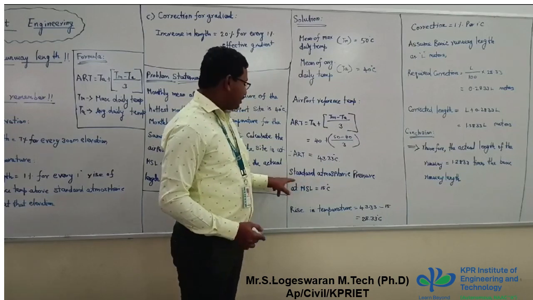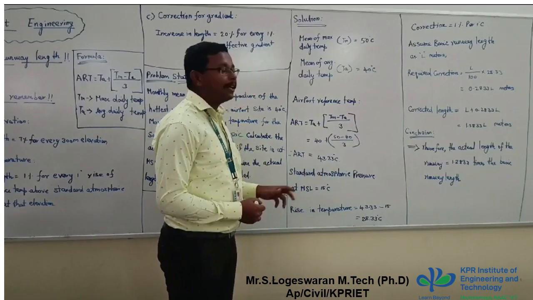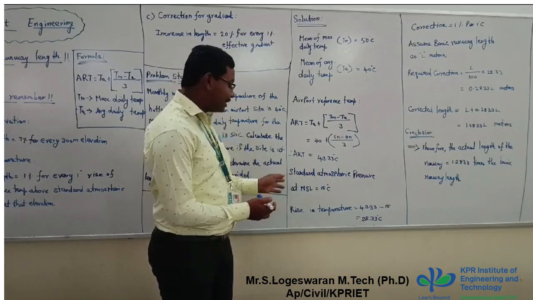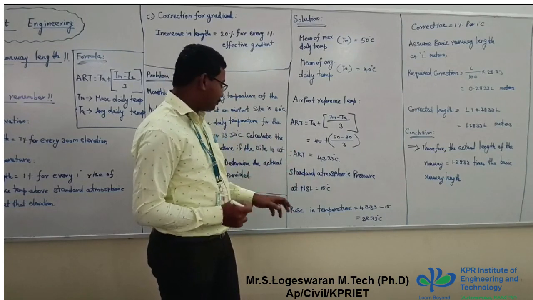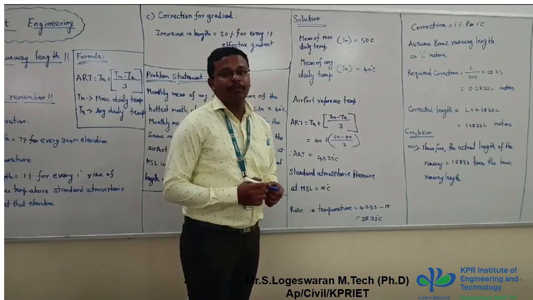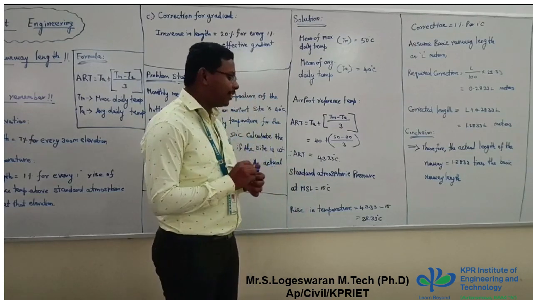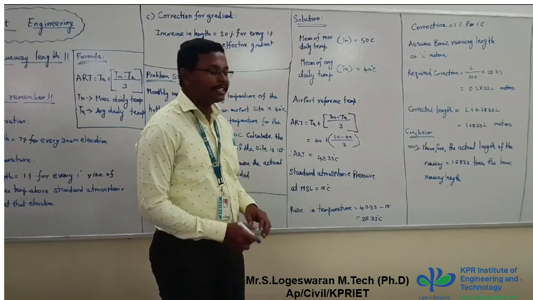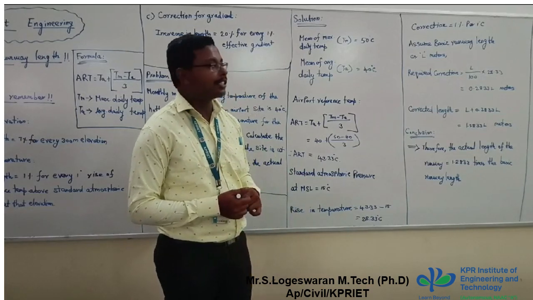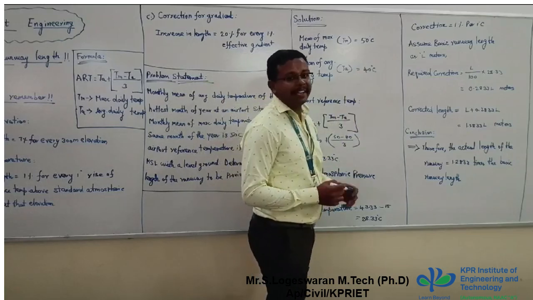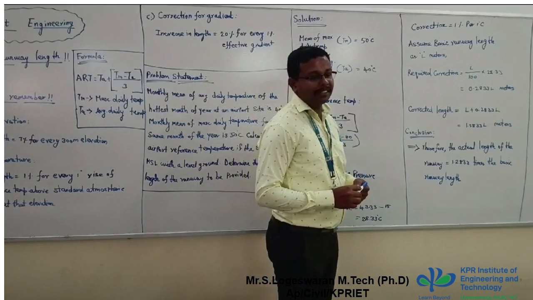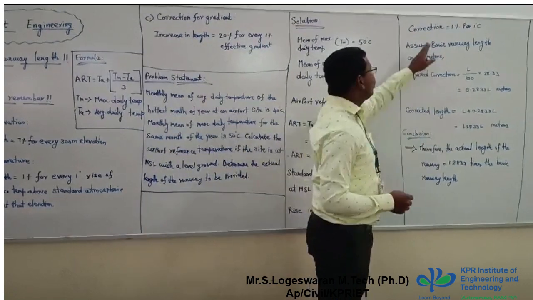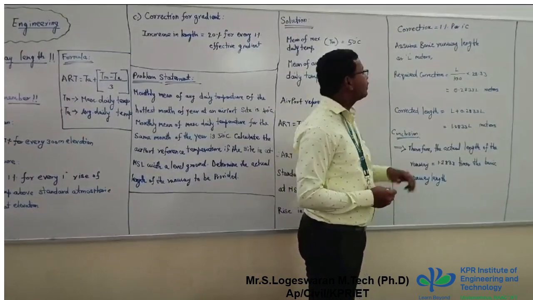So we know that standard atmospheric temperature at mean sea level is equal to 15 degrees Celsius. So we need to calculate the rise in temperature from the normal value. Rise in temperature is equal to 43.33 minus 15, that is equal to 28.33 degrees Celsius. And we have to make correction for change in temperature. So here, as per the condition, 1% per 1 degree Celsius we need to provide.